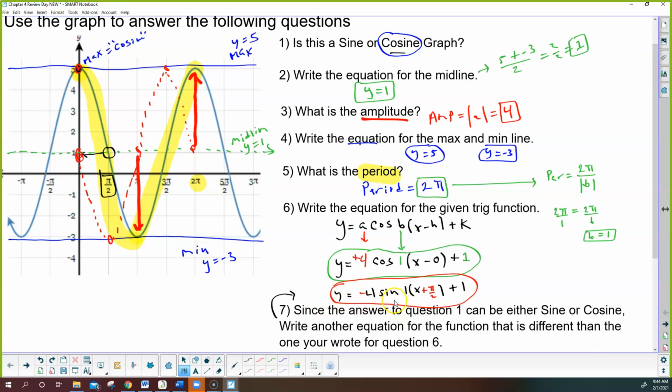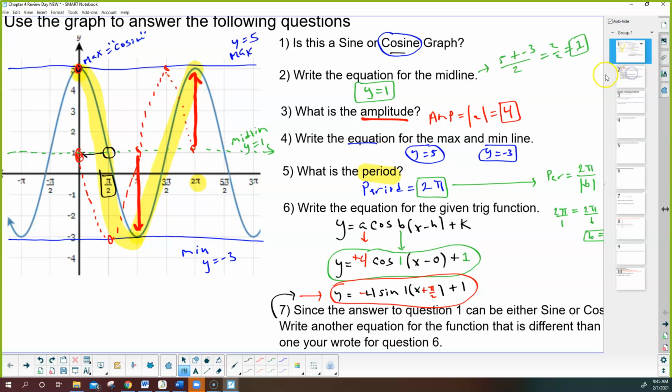Okay, now that's not the only one. What if I wanted to shift everything all the way from 3 pi over 2, everything this way? Well, then that would make it a positive sine. So it'd be a plus 4 sine 1x to the positive 3 pi over 2. So there are multiple answers you could have for number 7. I just wanted to kind of show that to you. It's an extension of our learning.